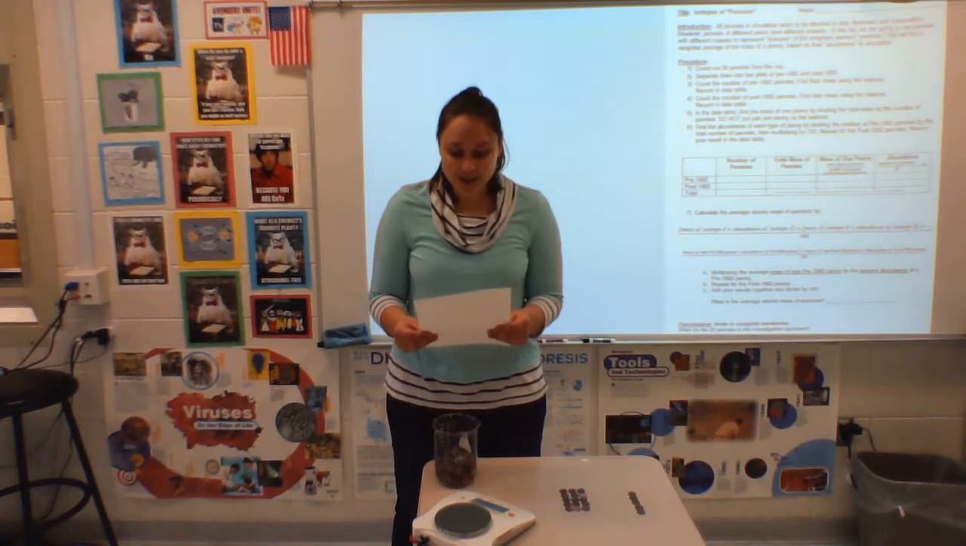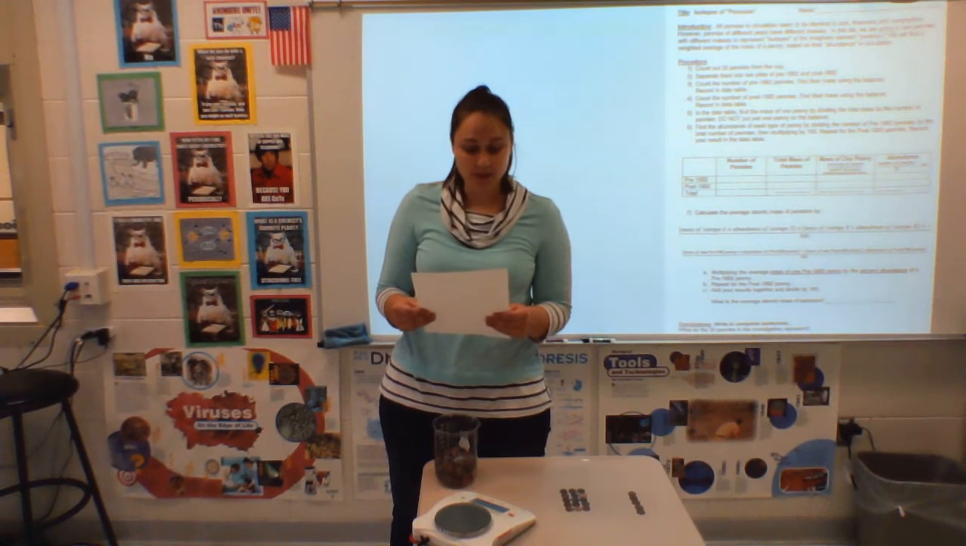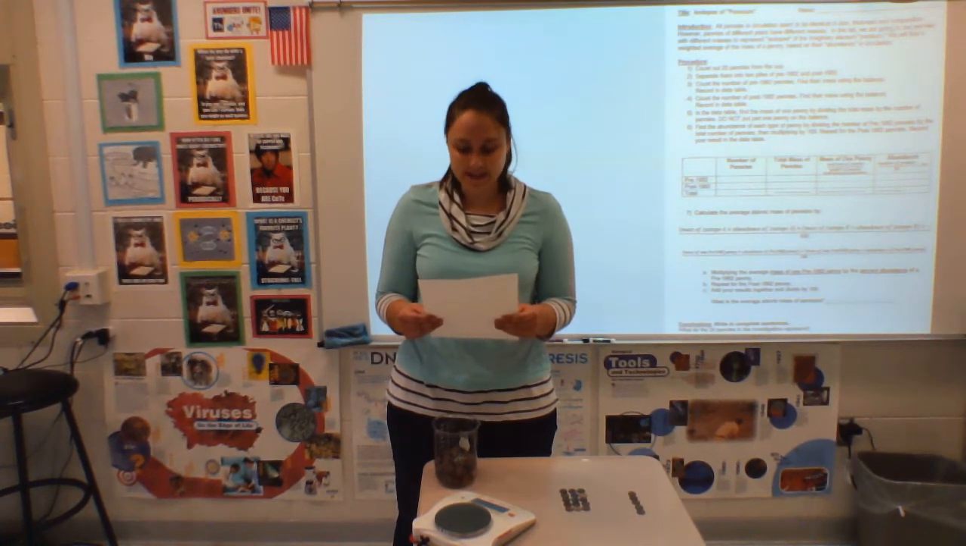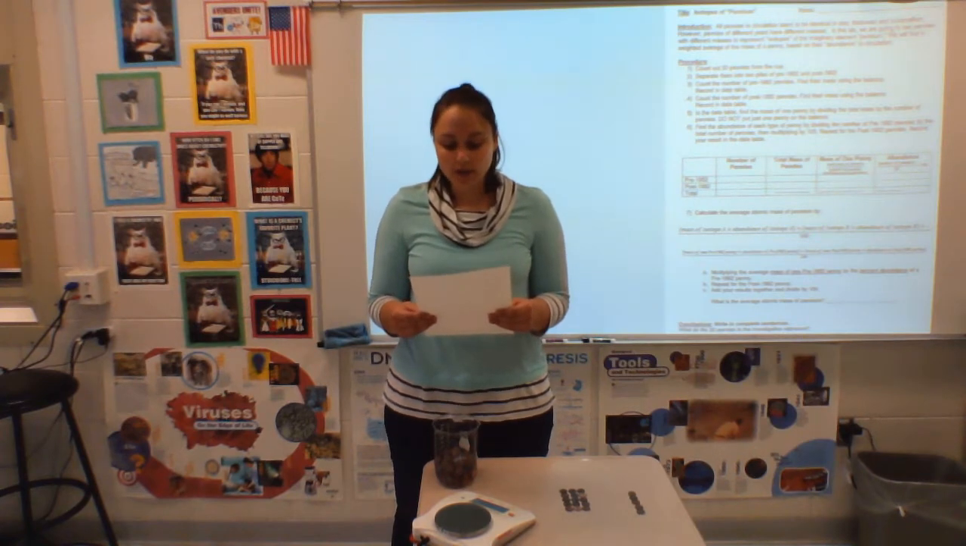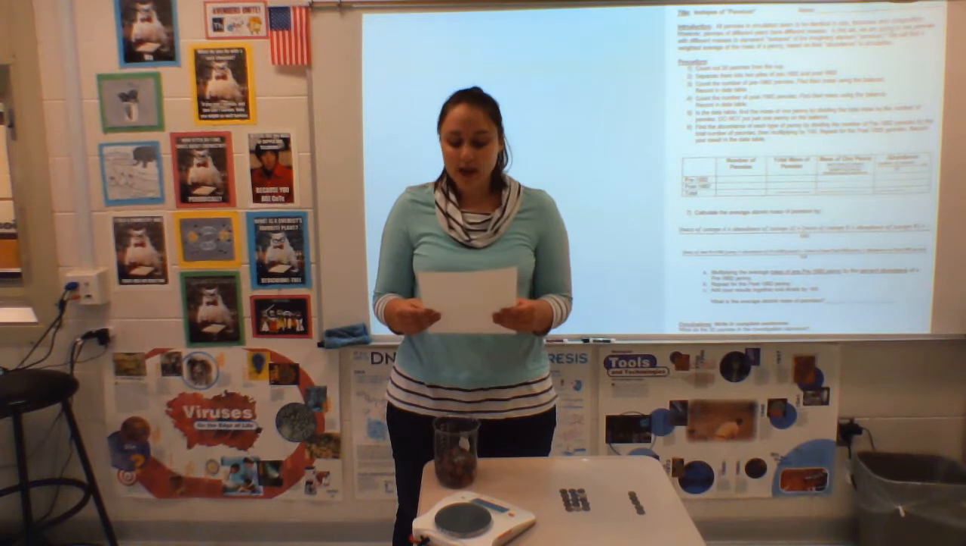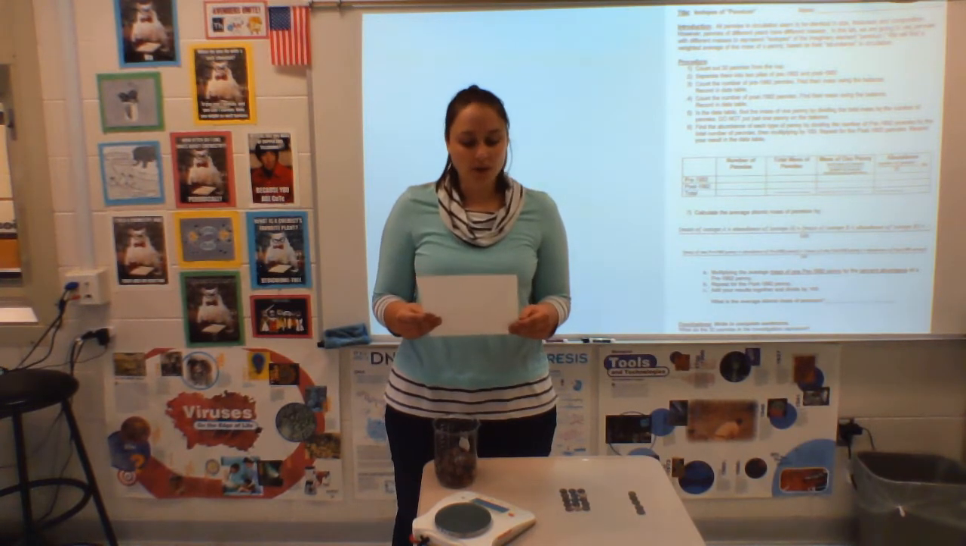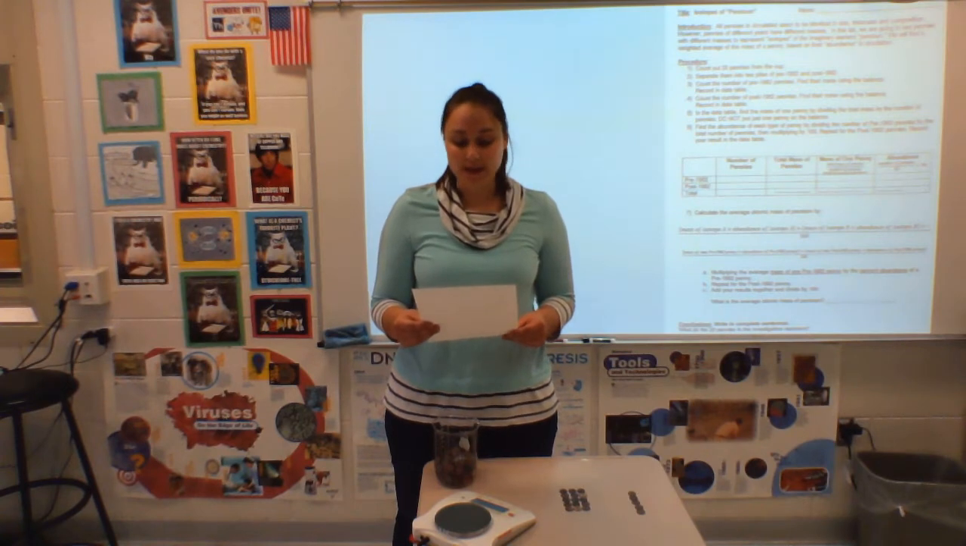So here's a little introduction. All pennies in circulation seem to be identical in size, thickness, and composition. However, pennies of different years have different masses. In this lab, we're going to use pennies with different masses to represent the isotopes of the imaginary element pennium. We will find a weighted average of the mass of a penny based on their abundance in circulation.